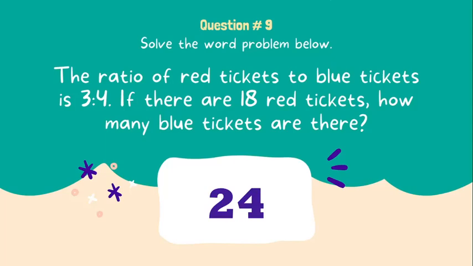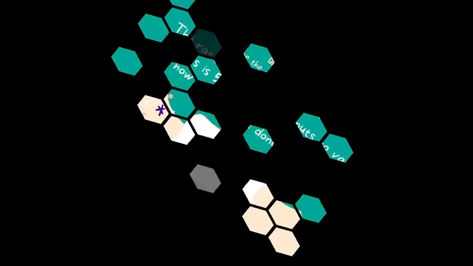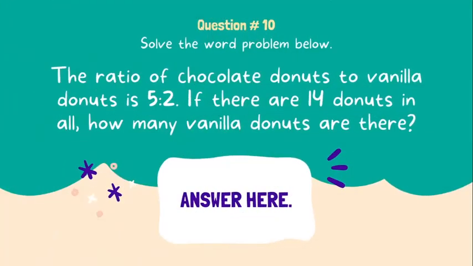Ikaw ay may natutunan. Para naman sa ikasampung tanong, solve the word problem below. The ratio of chocolate donuts to vanilla donuts is 5 to 12. If there are 14 donuts in all, how many vanilla donuts are there? Oops, this will be your assignment. If you get the answer, comment it on the comment box.